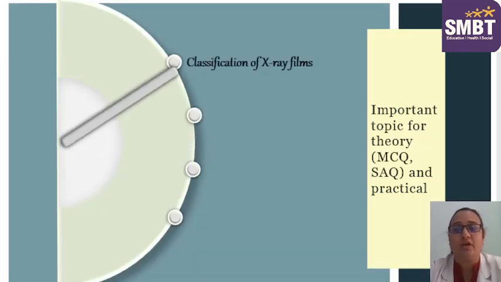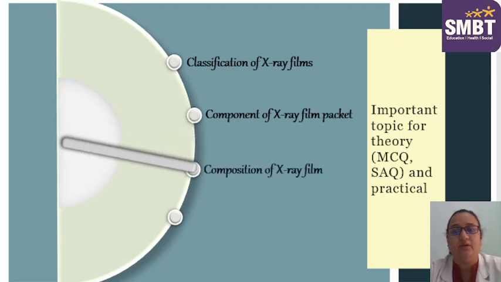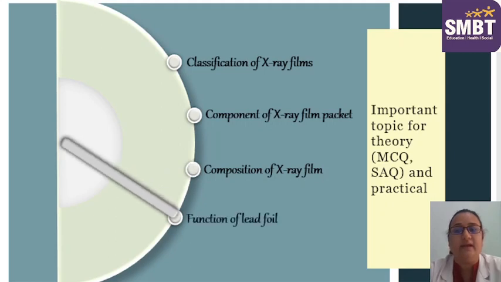Now, what are the important things that you should remember from this topic? First, you should remember the classification of the X-ray film, components of the X-ray film packet and their functions, composition of the X-ray film and the function of each of its layers. Most commonly, the question is asked about the function of the lead foil and what happens if the film is placed reversed in the oral cavity. This is an important topic from a theory as well as a practical point of view, and can be asked in MCQ, SEQ. Thank you.